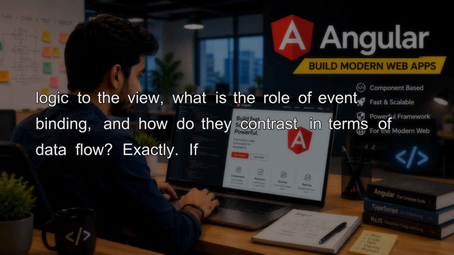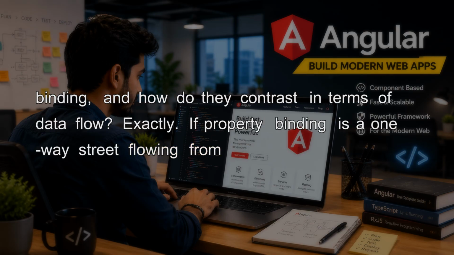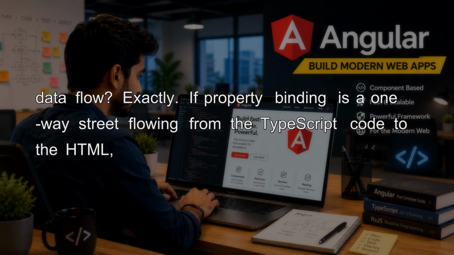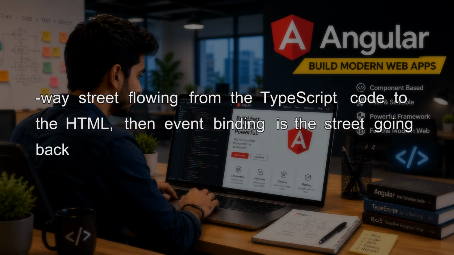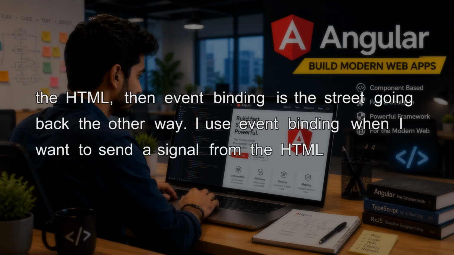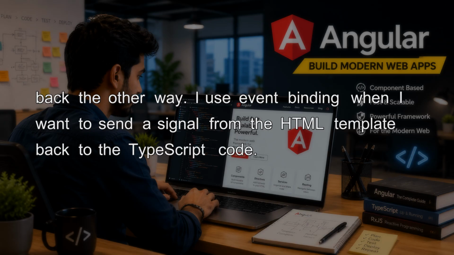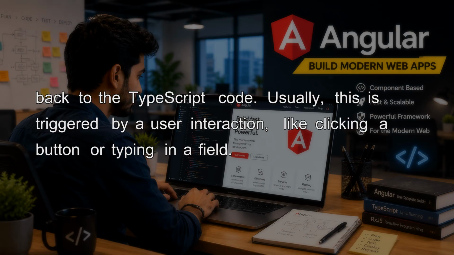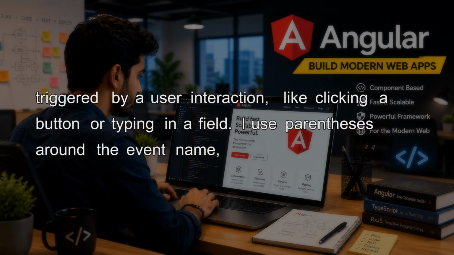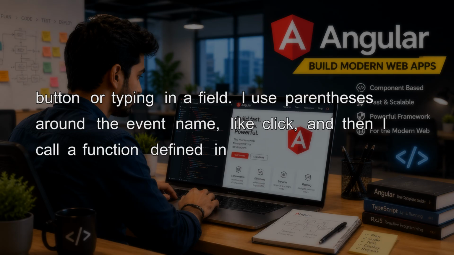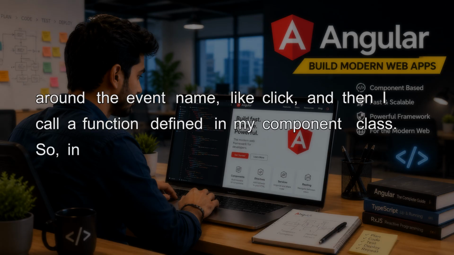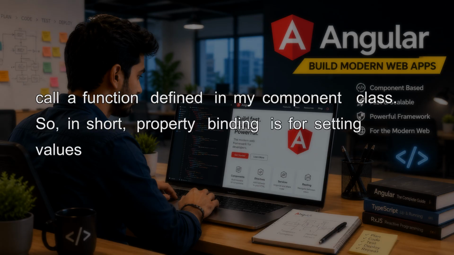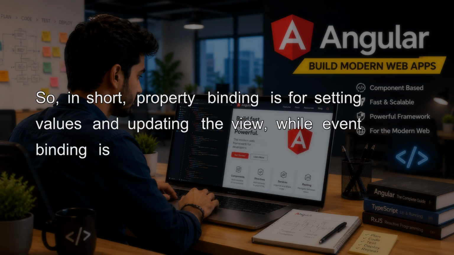Exactly. If property binding is a one-way street flowing from the TypeScript code to the HTML, then event binding is the street going back the other way. I use event binding when I want to send a signal from the HTML template back to the TypeScript code. Usually, this is triggered by a user interaction, like clicking a button or typing in a field. I use parentheses around the event name, like click, and then I call a function defined in my component class. So, in short, property binding is for setting values and updating the view, while event binding is for listening to actions and triggering logic.